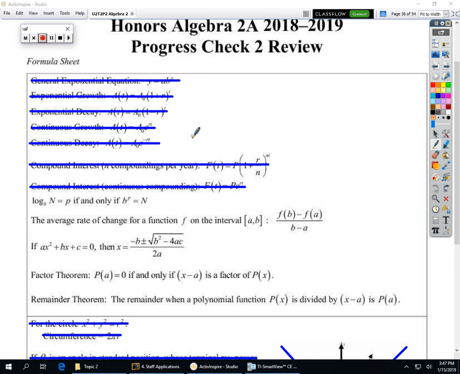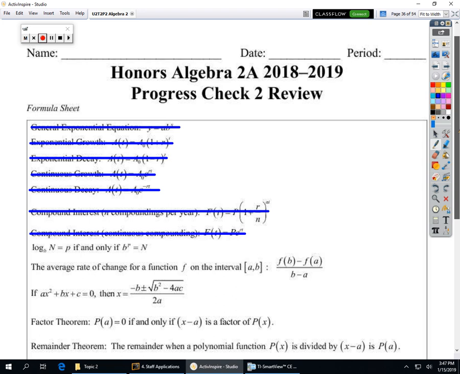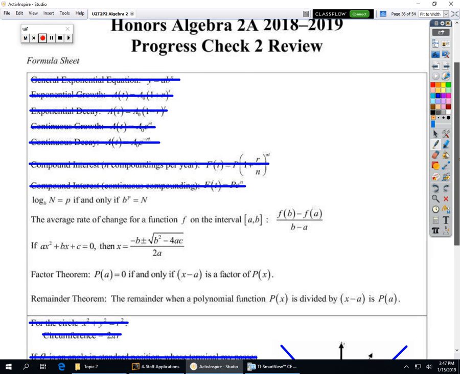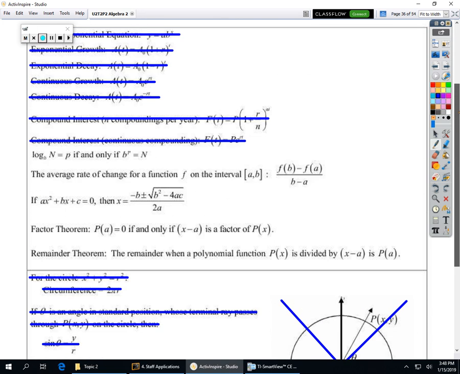All right, so progress check review. At the very beginning of your progress check, you'll be getting a formula sheet. I've crossed out everything that's not going to help you. Right here, these are the only things that are going to help you: the definition of logarithms, maybe the average rate of change, definitely the quadratic formula. You also need to know the factor theorem and remainder theorem. There are questions based on that. And then down here is marking period 3.